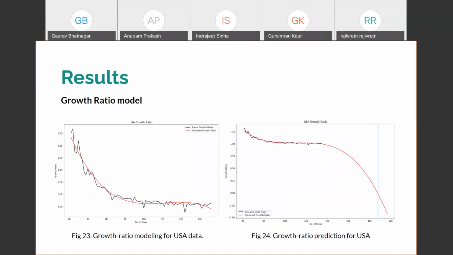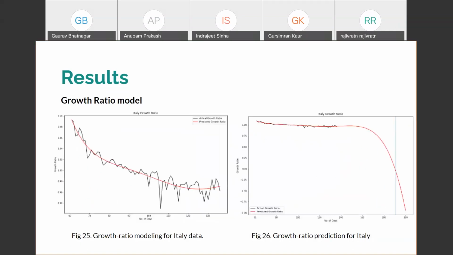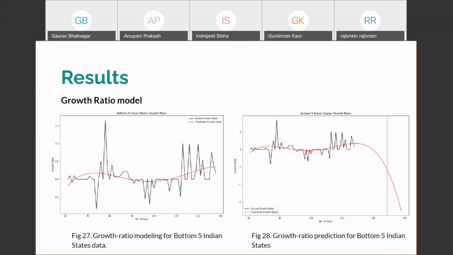On the left side, we can see the growth ratio, and on the right side, we can see the same curve extended into the future. And these are the growth ratio models of Italy. And now these are for the bottom 5 Indian states.